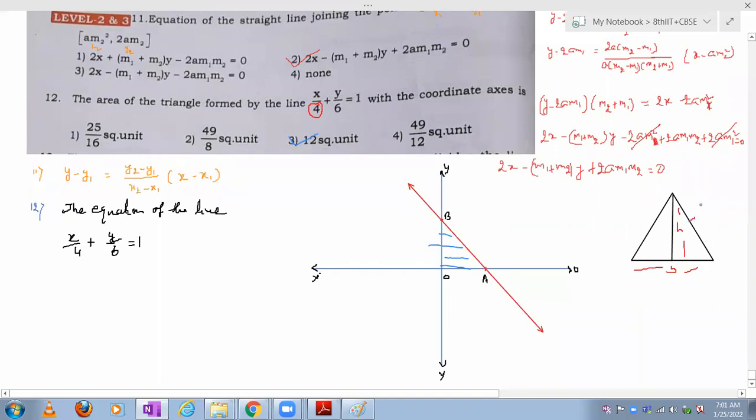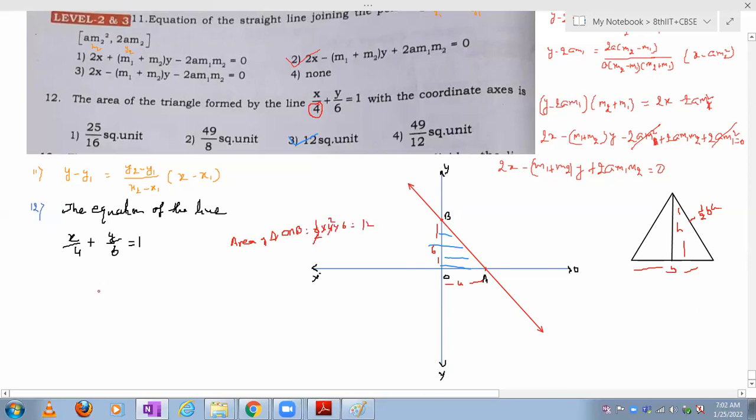So the area of the triangle is half base into height, right? Now here the x-intercept is 4, that means this is 4, and this is 6. What is the area of triangle OAB? Half into 4 into 6. 4 into 6 is 24, half of that is 12.